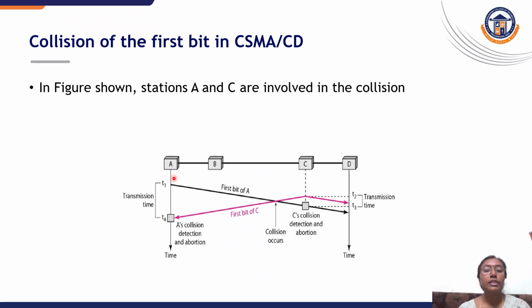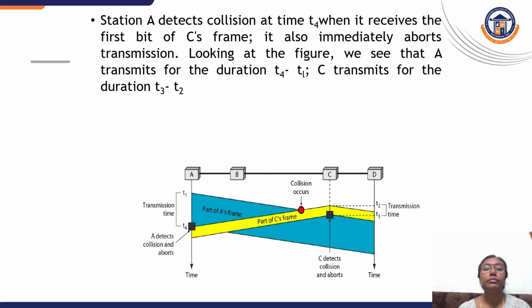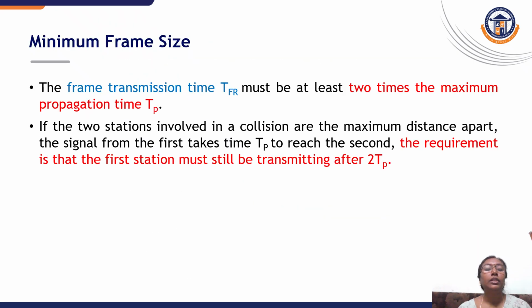A will send the data at T1, C will send the data at T2. At a particular point, both data will be joined and collide. Collision occurs. So the frame transmission time will be T4 minus T1 for A and T3 minus T2 for D. The minimum frame transmission time must be at least 2 times the maximum propagation time.